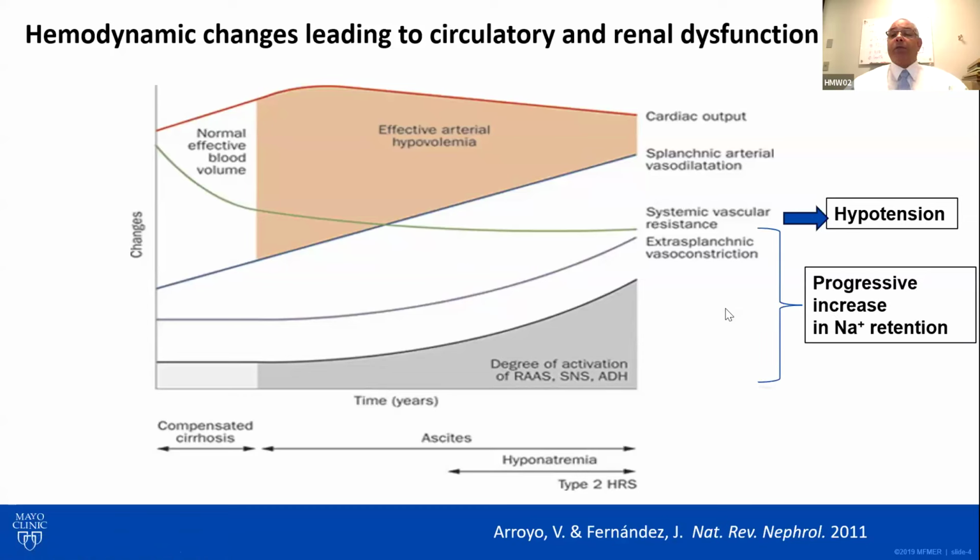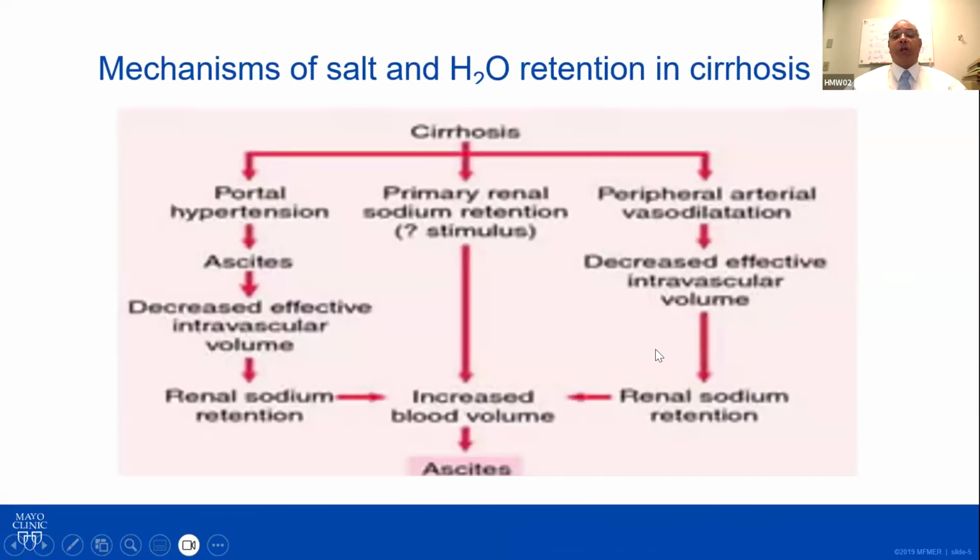So what happens when there is a decrease in the systemic vascular resistance and a decrease in effective circulating volume is that hypotension will start to manifest. And here, with the extra-splanchnic vasoconstriction, meaning renal vasoconstriction, there will be progressive increase in sodium retention. So I want to impress upon you, this is not an on and off switch. It's a progressive disease. As the disease progresses, more salt retention will happen, more ascites will happen, to the point that diuretics initially will work, but later on the diuretics will not work.